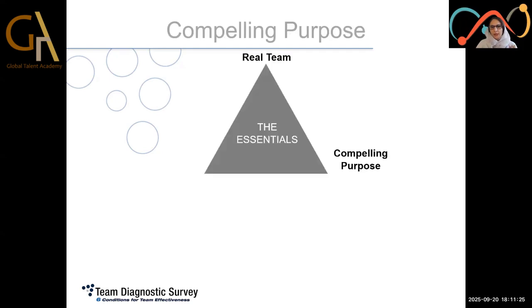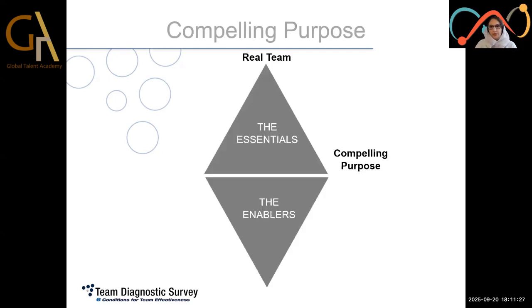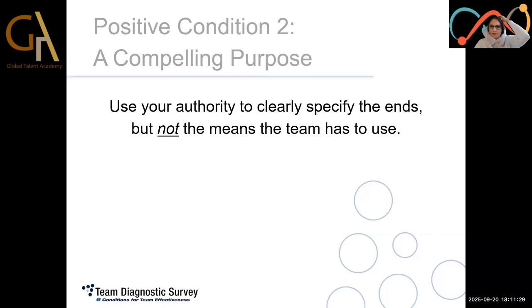The second one is the compelling purpose. Does the team have a clear understanding of what it needs to do to arrive where it needs to arrive? Does the team see the end, or is the team only assigned the means? If the team is only assigned means, the team is handicapped because they don't know what they're doing. They're just following orders.